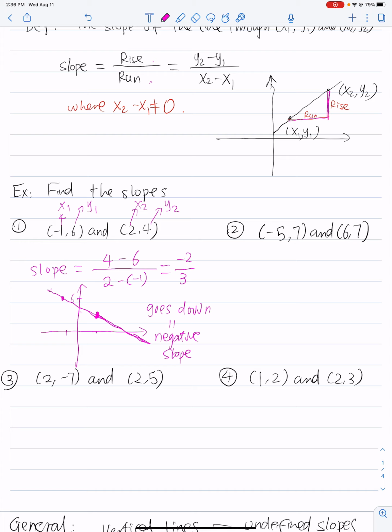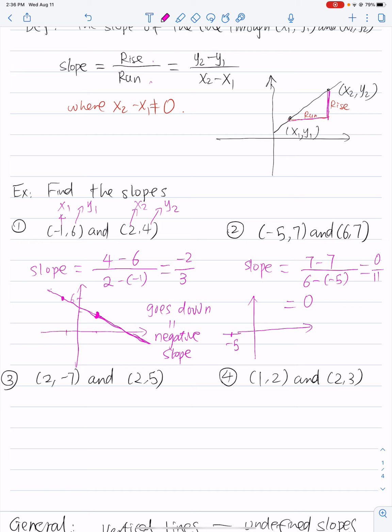Okay, so what will be the next one? Slope equals y2 minus y1, 7 minus 7, over 6 minus negative 5, which is 0 over 11. What is 0 over 11? It's not undefined. This equals 0.